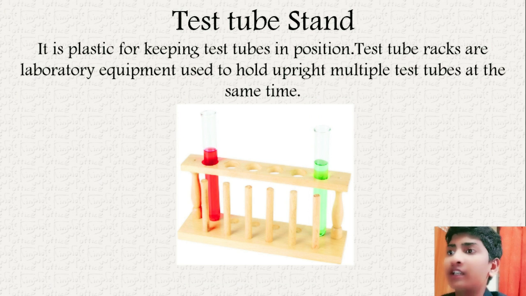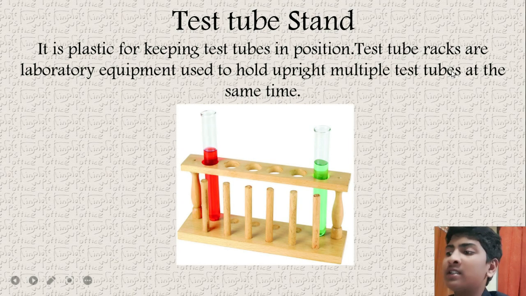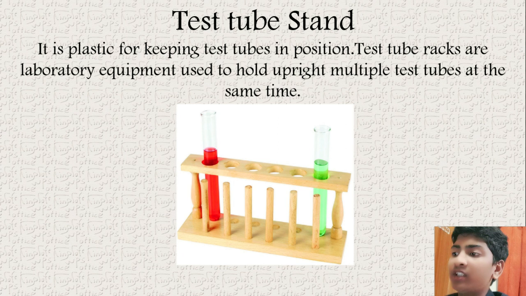Next, test tube stand. In these stands they will keep some chemicals. If they mix one chemical and keep it here, and if they mix this chemical and keep it here, they want to mix 3 to 4 chemicals, so they'll store the chemicals in different test tubes. So to keep the test tubes upright, they use this stand. See, it is a plastic for keeping test tubes in position. Test tube racks are the laboratory equipment used to hold multiple test tubes upright at the same time. This is like a stick-like structure. With this they reverse the test tube and keep it inside for the support of test tubes.